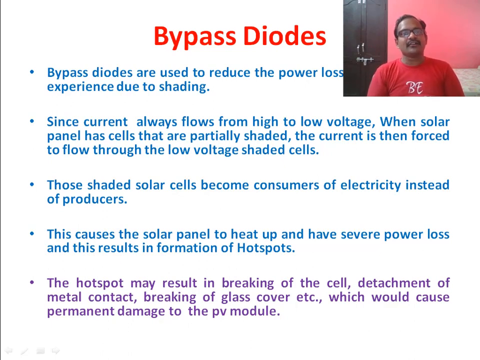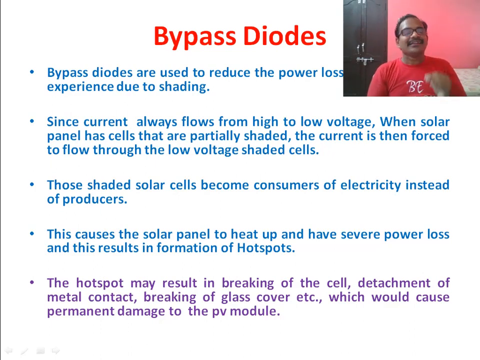We already know that current always flows from high voltage to low voltage. The cells in a panel where sunlight is falling directly will give you full voltage, say 0.5 volts from a single cell. But the voltage produced from a shaded cell will be less than 0.5, maybe around 0.2 or 0.1 volts. So in the same module we have 2 different cells producing 0.5 volts and 0.2 volts. Because of this potential difference, current will flow from the 0.5 volt cell to the 0.2 volt cell, since current always flows from high voltage to low voltage.